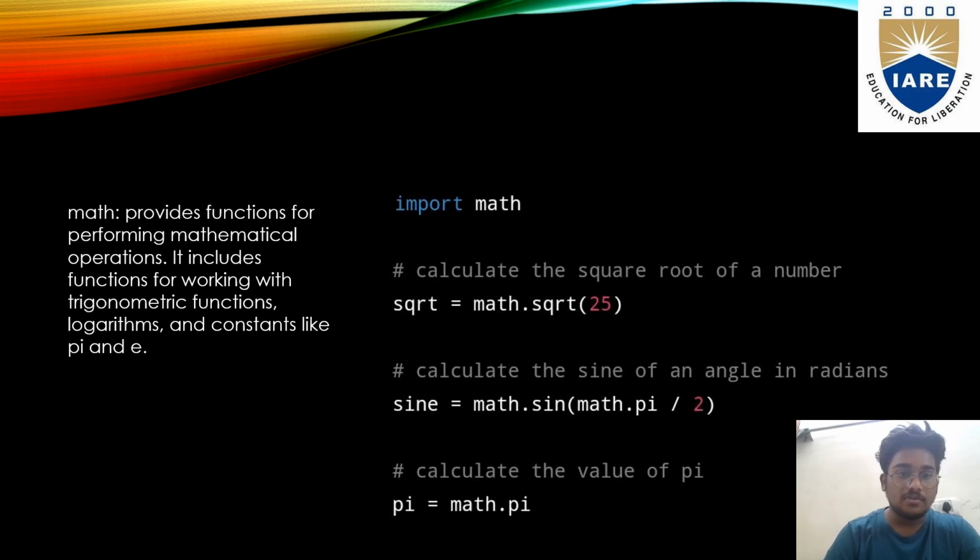It provides the functions for performing mathematical operations. It includes functions for working with trigonometric functions, logarithms, and constants like pi and exponential values. Commonly required mathematical functions are trigonometric, exponential, logarithm, and angle conversions. Pi, which is defined as the ratio of circumference to the diameter of a circle, has a value of 3.1415, and is available in math module.